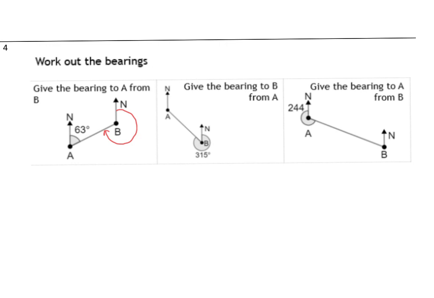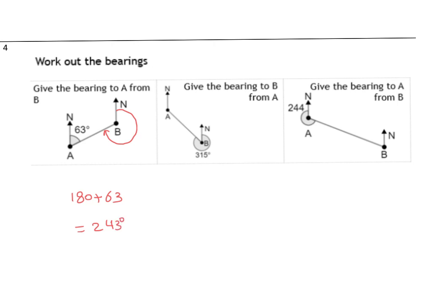So you have the bearing and you need to find the back bearing. A from B: 180 plus 63. Good job. Yes, 180 plus 63, which is 243.